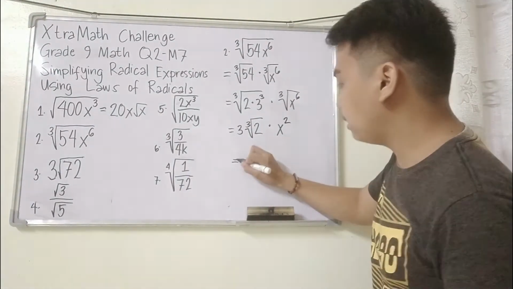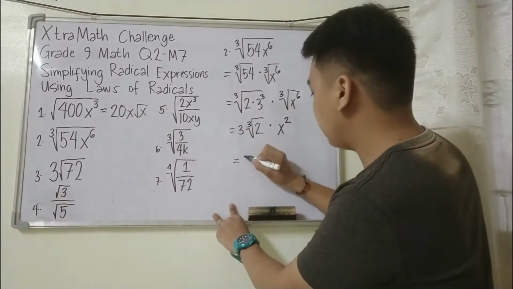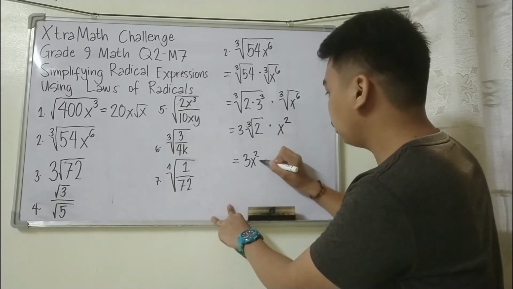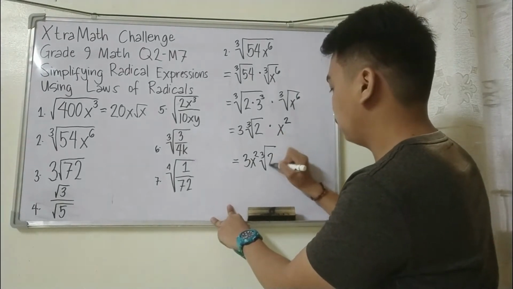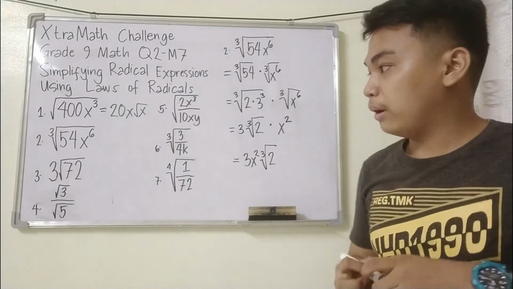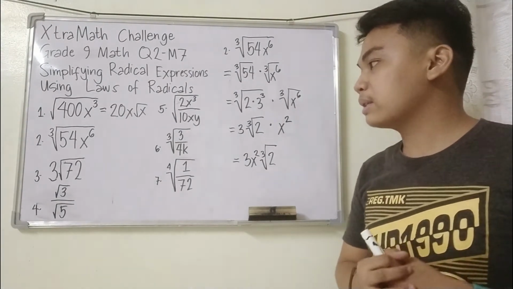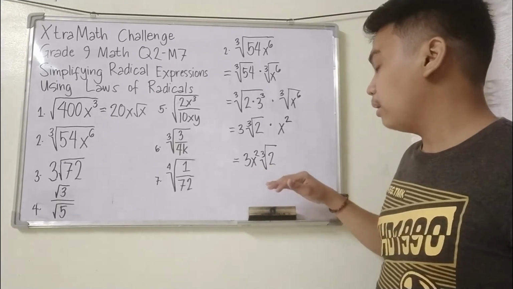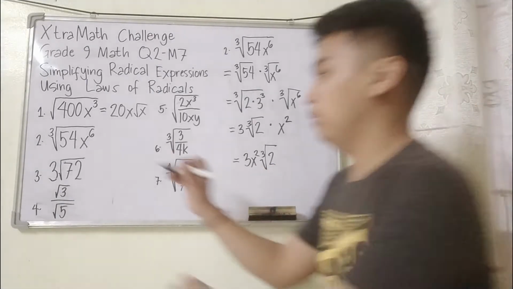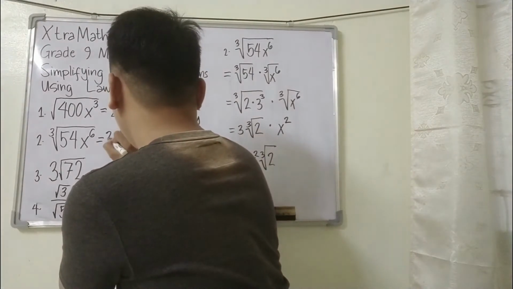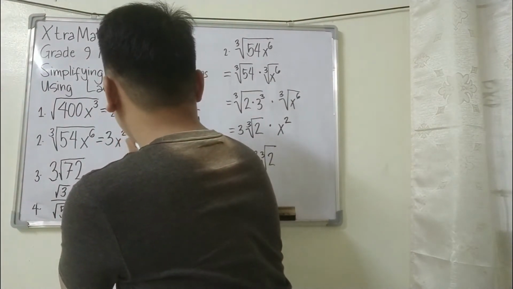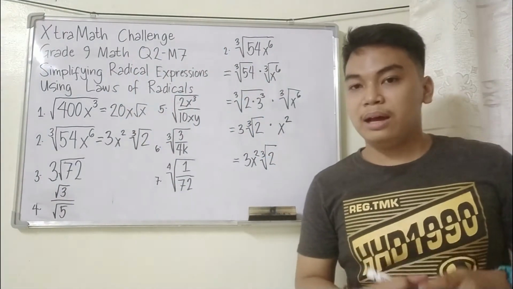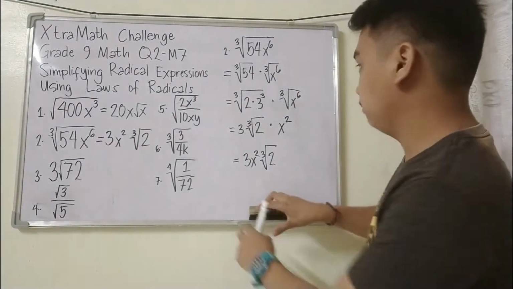So multiply lang natin 3 times x squared, so that is 3x squared times cube root of 2. So the simplified form for cube root of 54 x raised to the power of 6 is equal to 3x squared cube root of 2. So that's the answer for item number 2. Okay. So now let's proceed to item number 3.